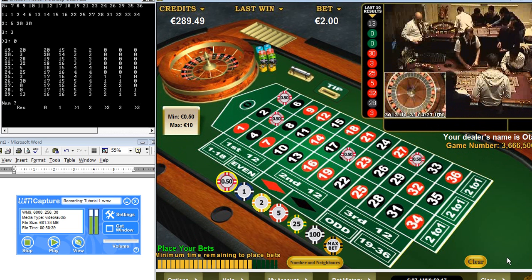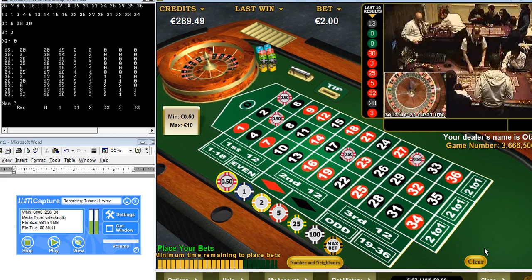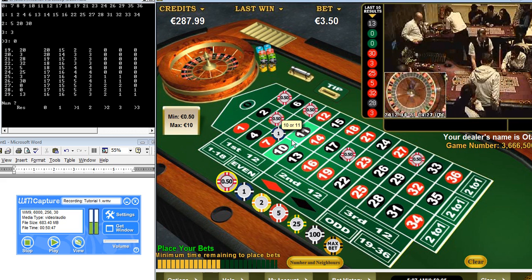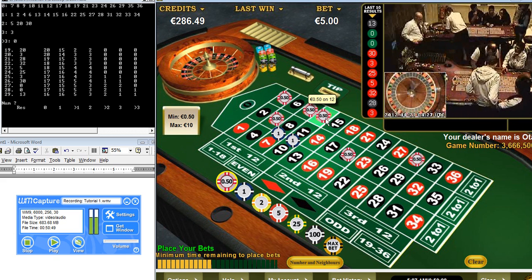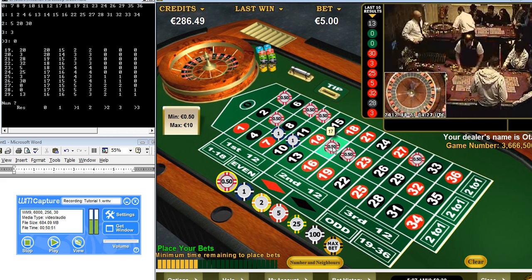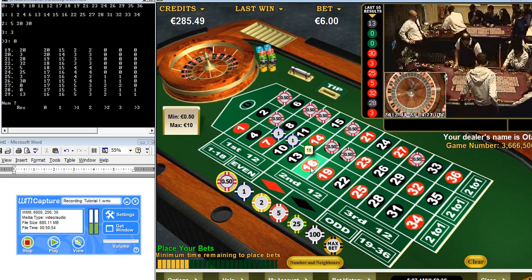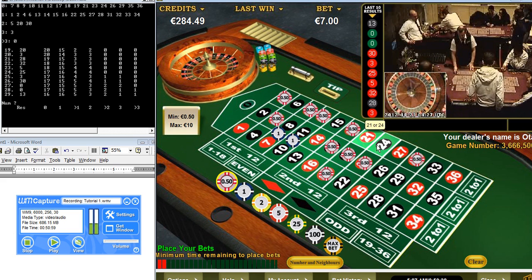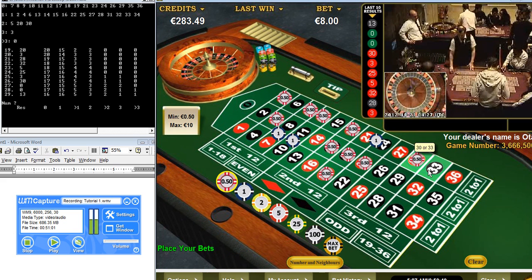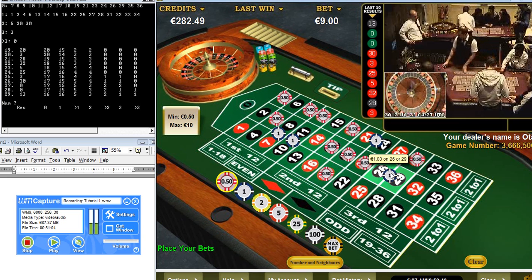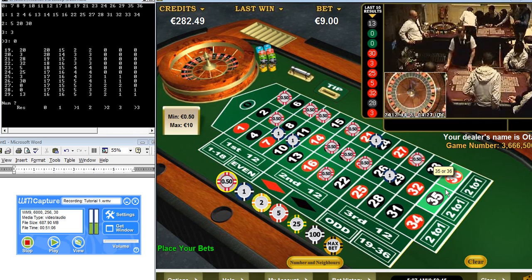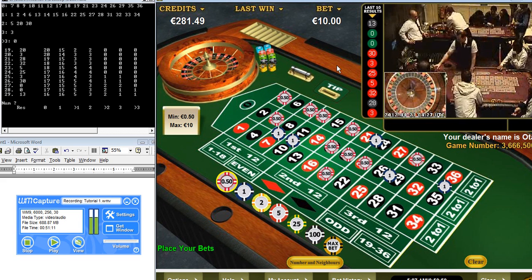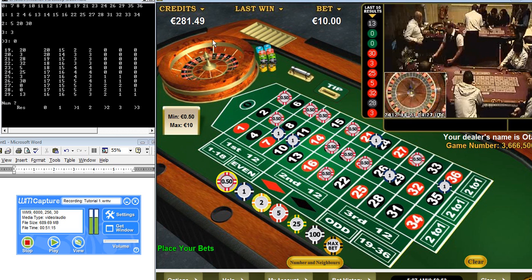So I'm going to rebet. Then I'm going to bet the 16 numbers: 0, 7, 8, 9, 10, 11, 12, 17, 18, 19, 21, 23, 24, 26, 29, 35, 36. Okay, now I have 20 numbers bet, and I'm down to $281.